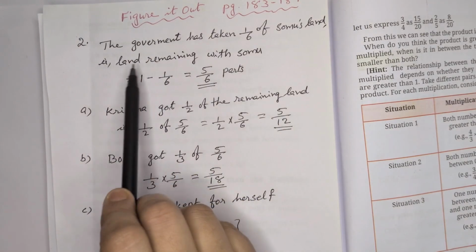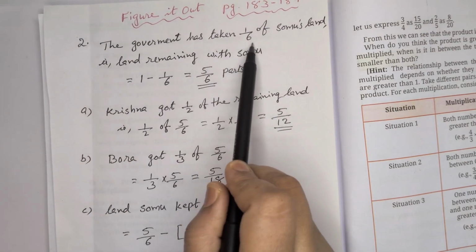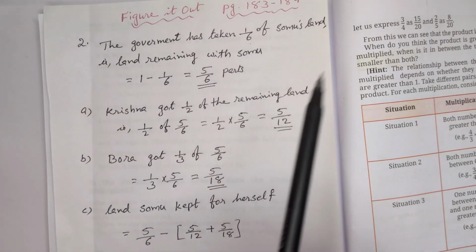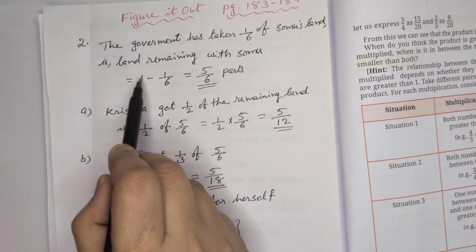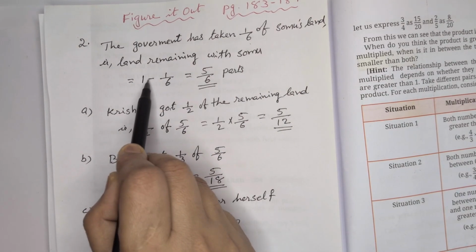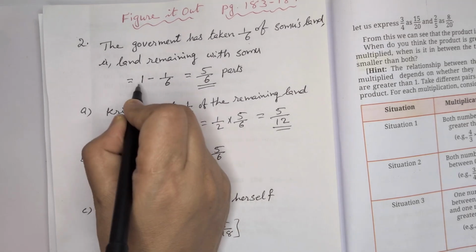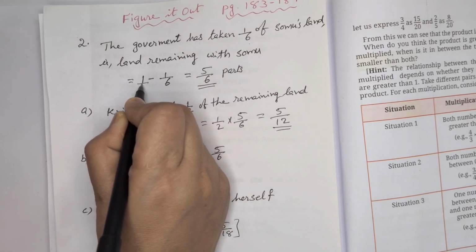So you can write the steps the same way. The government has taken 1 by 6 of Somu's land. Land remaining with Somu, that means the full portion, we can take as 1. So 1 minus 1 by 6. This 1 we can take as 1 by 1.